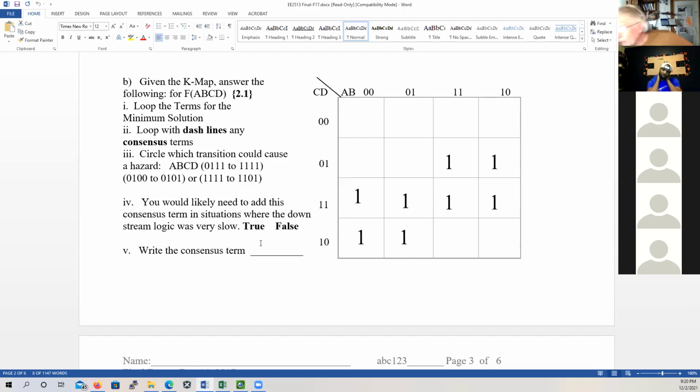And then write the consensus term. So what is the consensus term in this case? The meta rule I just mentioned. Yeah, it's CD, easy. CD, right? Yep. So it's CD.